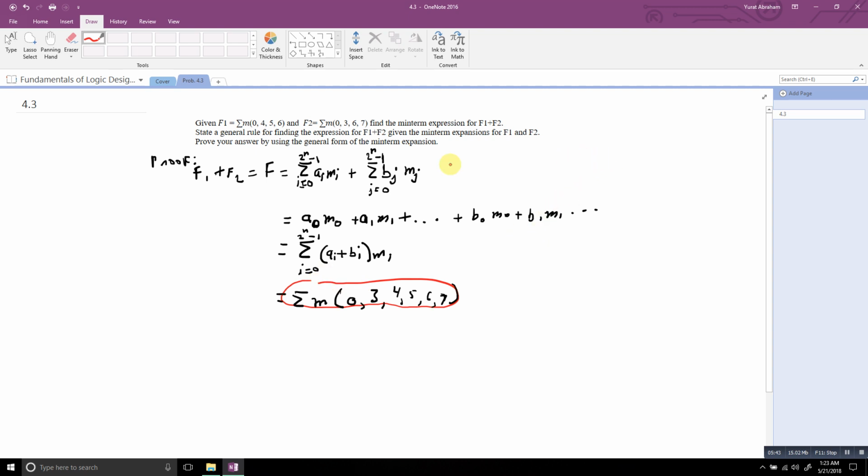and this right here is about the proofing. Okay, and that's pretty much it.